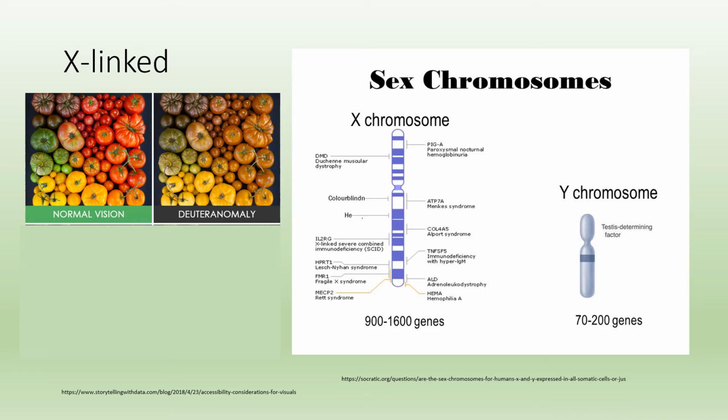The image on the left-hand side is so-called normal vision. The right-hand side is what red-green color blindness looks like. If they look the same to you, I'm sorry. See if you can borrow a pair of those glasses. They're not cheap.